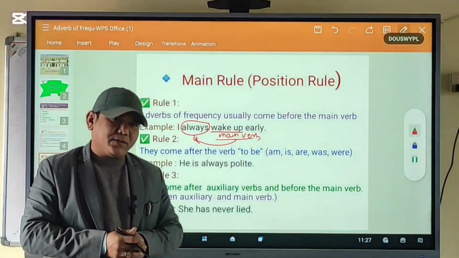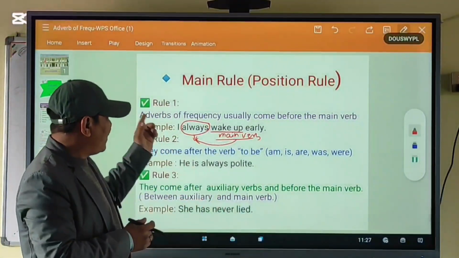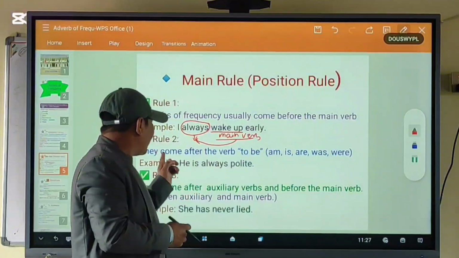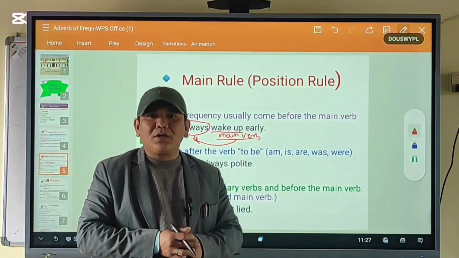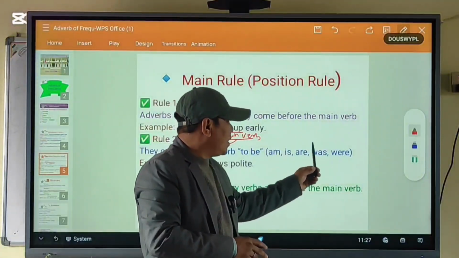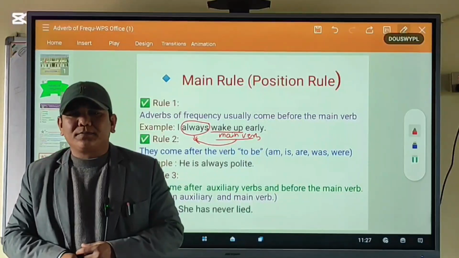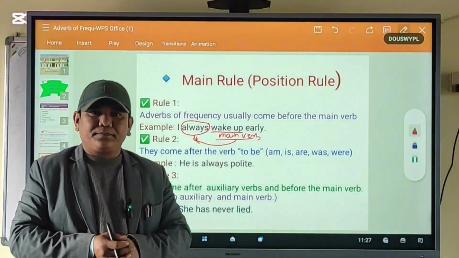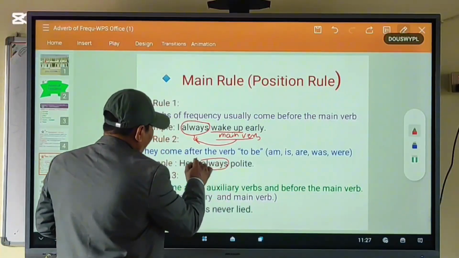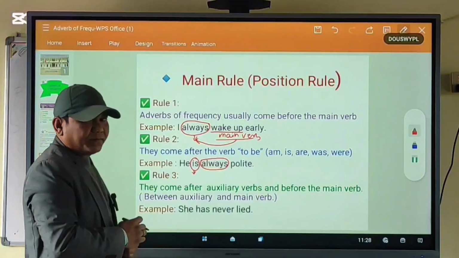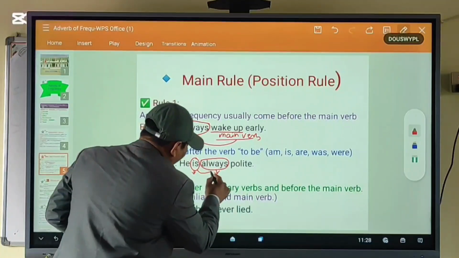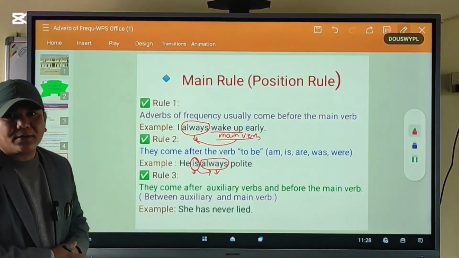Okay? Now the second rule is, we use adverb of frequency after be verbs. They come after the verb to be. It means what? We use the adverb of frequency after to be verbs. Okay? Am, is, are, was, were. These are the to be verbs. We use it after be verbs. For example, he is always polite. Look at this. This is the be verb. And this is the adverb of frequency. We use adverb of frequency after be verbs. This is the second rule.